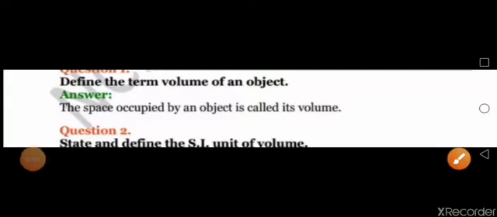Here are the answer keys to your revision test. Define the term volume of an object. Answer: the space occupied by an object is called volume.